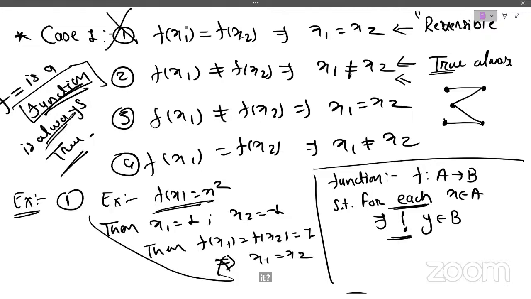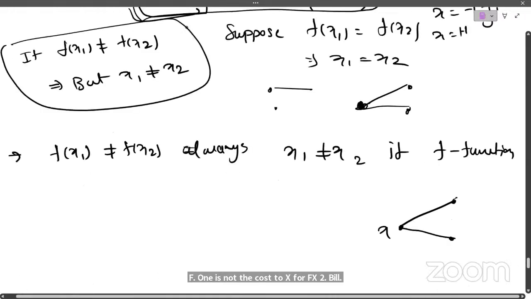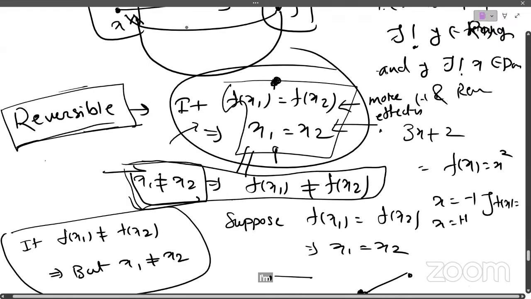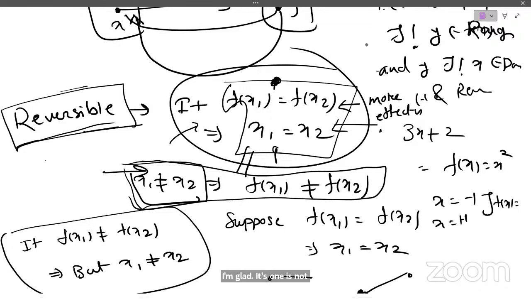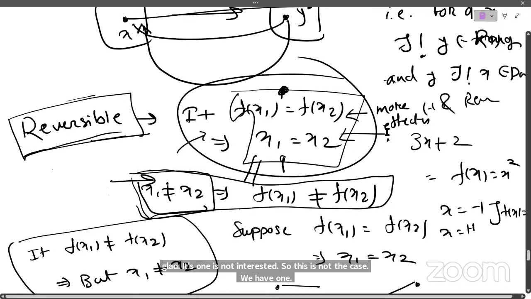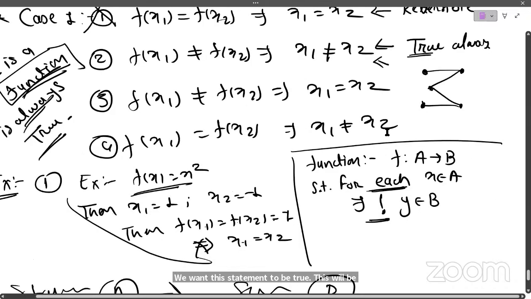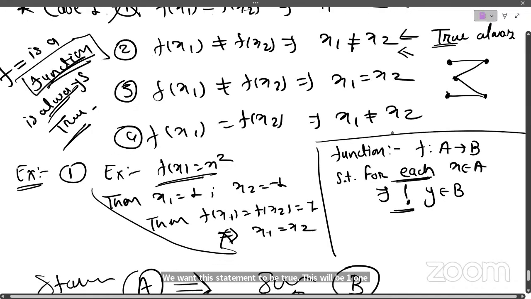f of x1 is not equal to f of x2 will imply x1 is not equal to x2. This is not the case. We want this statement to be true. This will be one-one, but it is not reversible. So I will find an example. Just give me a minute.